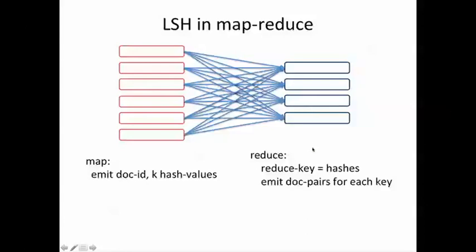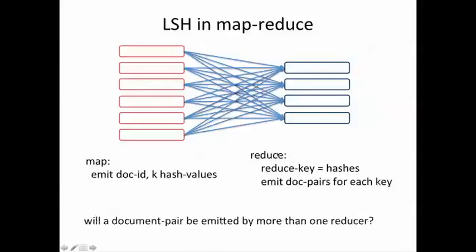As a result, the MapReduce LSH produces a list of document pairs which are potentially similar. An interesting question is, will a document pair be emitted by more than one reducer? And suppose we wanted each pair to be emitted only once. What would we do then?